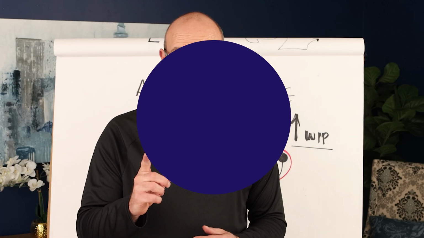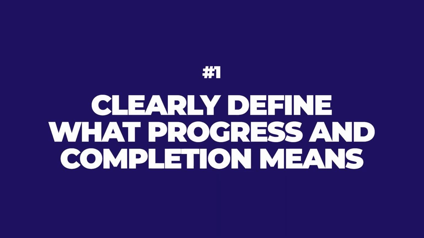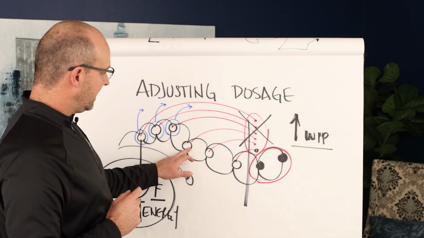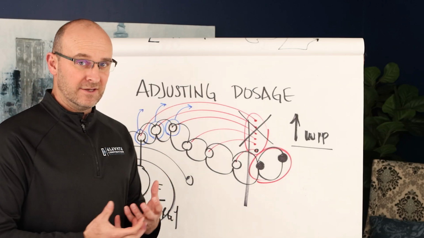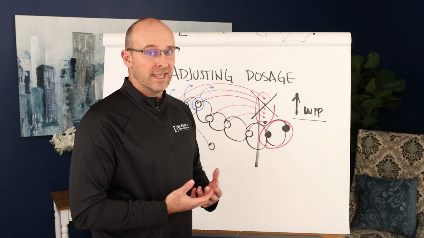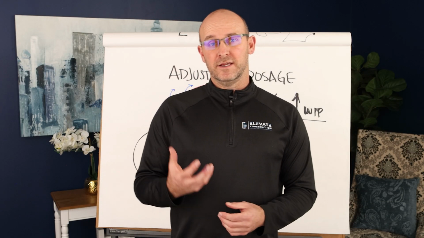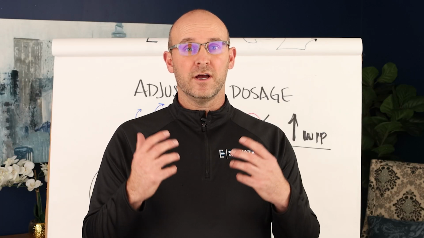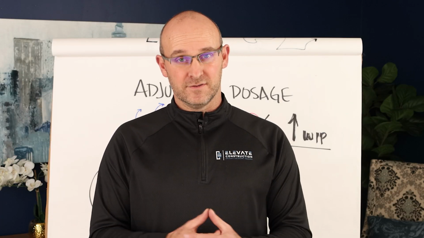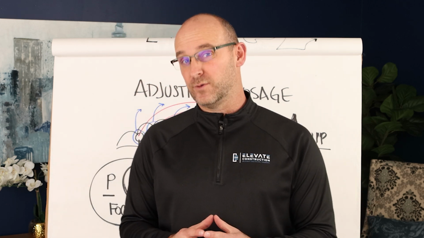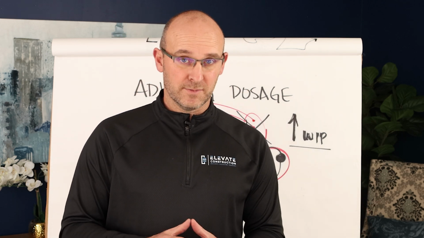So here we go. Number 1, clearly define what progress and completion means. So when you're actually going through these tasks, you'll know automatically if you have the wrong dosage of focus and energy from the team, if you're not meeting the finish criteria, if you're not done, done, if you're not meeting the definition of done like they do in Scrum. Meaning, if you're not meeting the criteria for what finish looks like, then the dosage might be wrong.